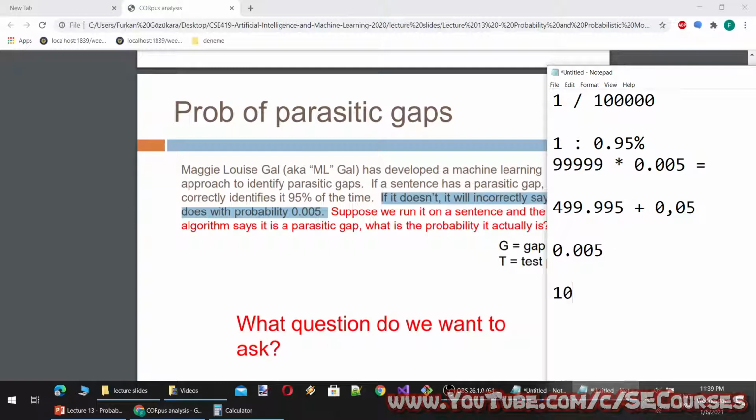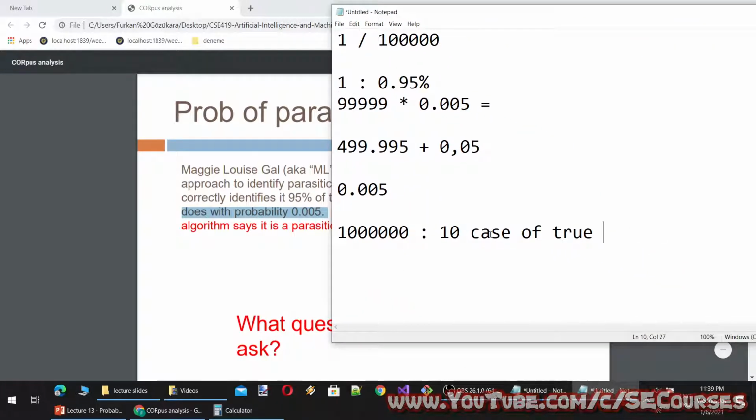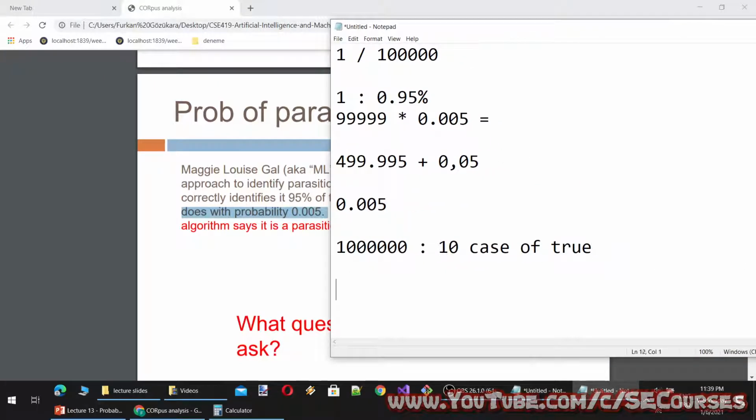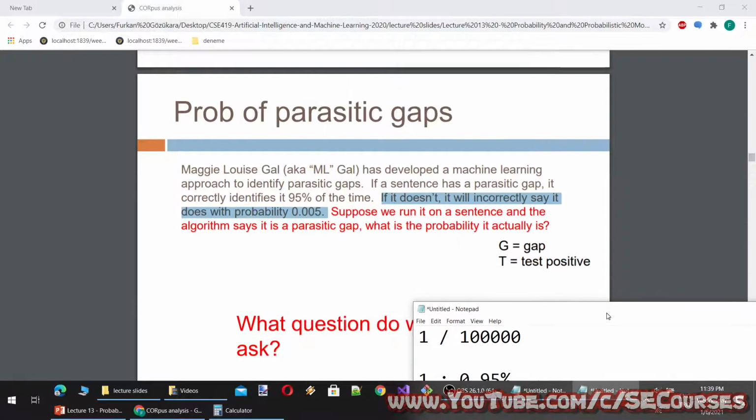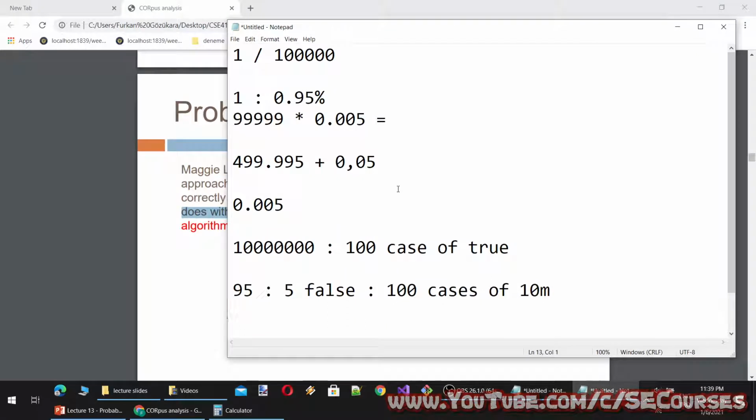Okay, let's make this 10 million cases. If there were 1 million cases, there would be 10 true cases. So with 10 million, there will be 100 true cases. It will say 95 times true and 5 times false. And if it doesn't have a gap, that makes 9,999,900 cases.